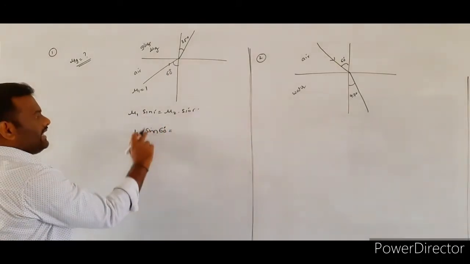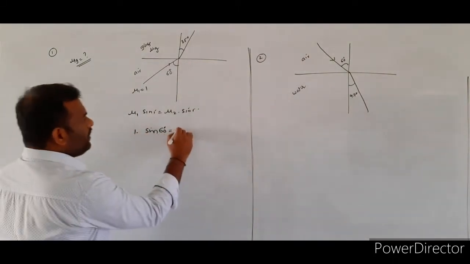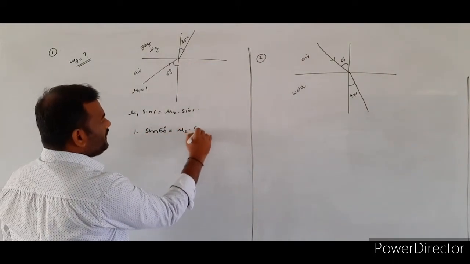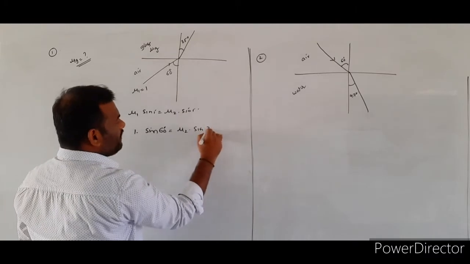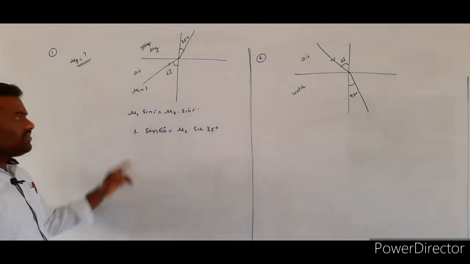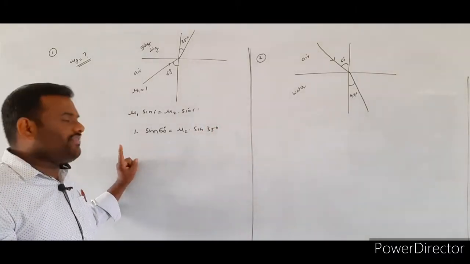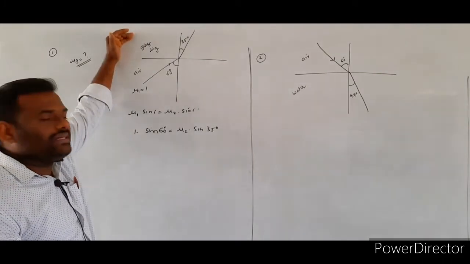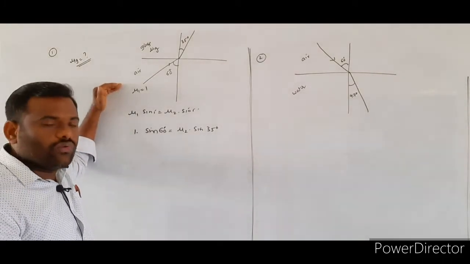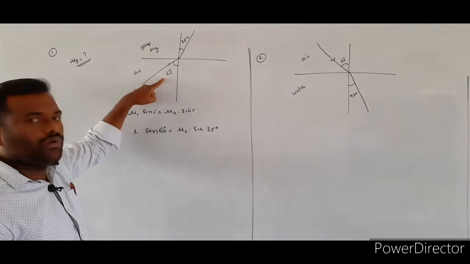Sin i means sin 60, and the mu2 value we don't know, and the sin R value is given by 35 degrees. So I applied Snell's law of refraction for the air and glass medium. The refractive index of air is equal to 1. So the angle of incidence is equal to 60.